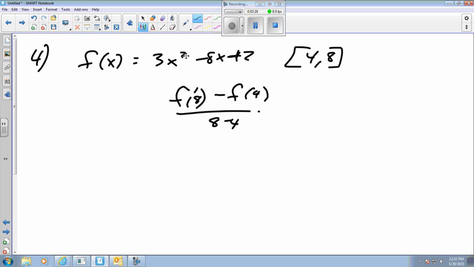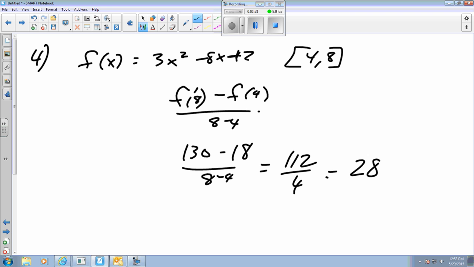F of 8, 8 squared is 64. 64 times 3 minus 64 plus 2 gives me 130. Minus 4 squared, 16 times 2 is 64. Minus 32 plus 2 gives me 18. All over 8 minus 4. Simplifying that down, I get 112 over 4, which is 28, which is the average rate of change on the interval from 4 to 8.